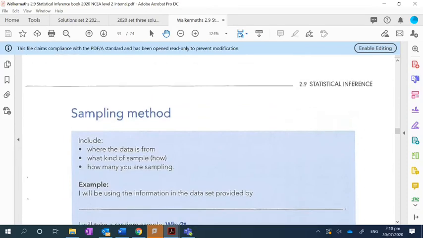So for an example, anybody want to give me an example? I will be using the information in the data set provided by the teacher, right? Because it's very likely that I'm going to be giving you a set of data to use for this. Okay? Now, provided by the teacher, but would that be enough? No, then you need to go on and talk about where I got it: the title of the data, what organization collected the information, etc.